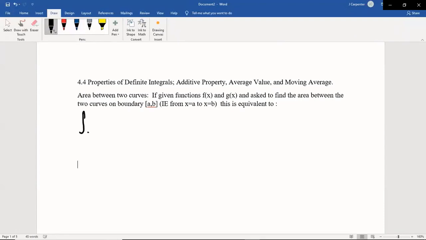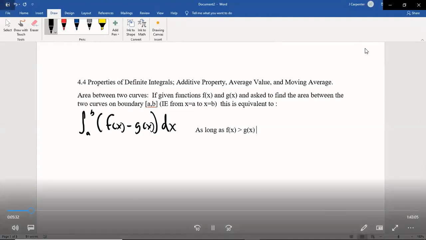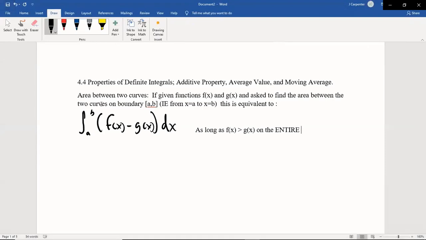The integral from a to b of f of x minus g of x dx, but only as long as f of x is bigger than g of x on the entire region.